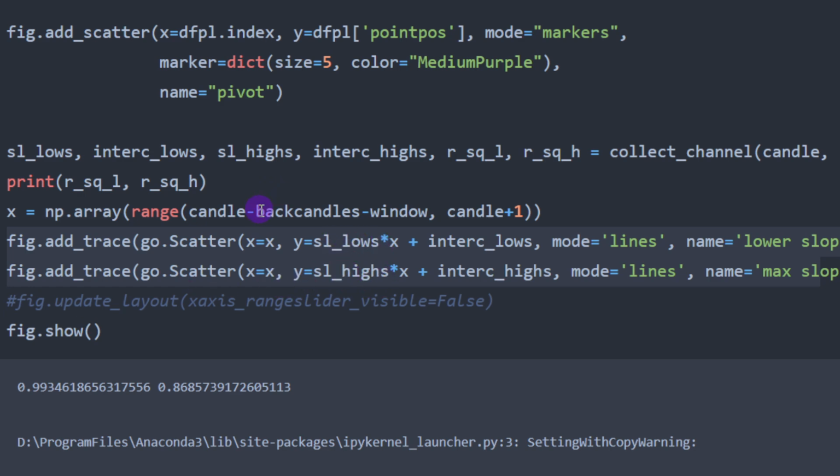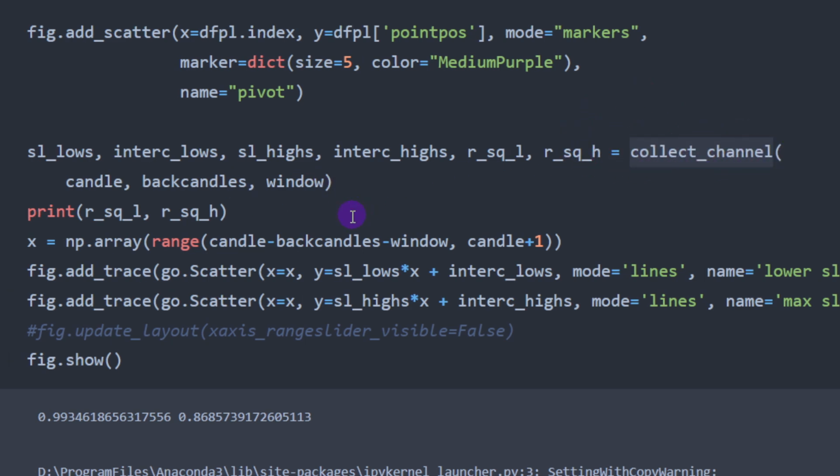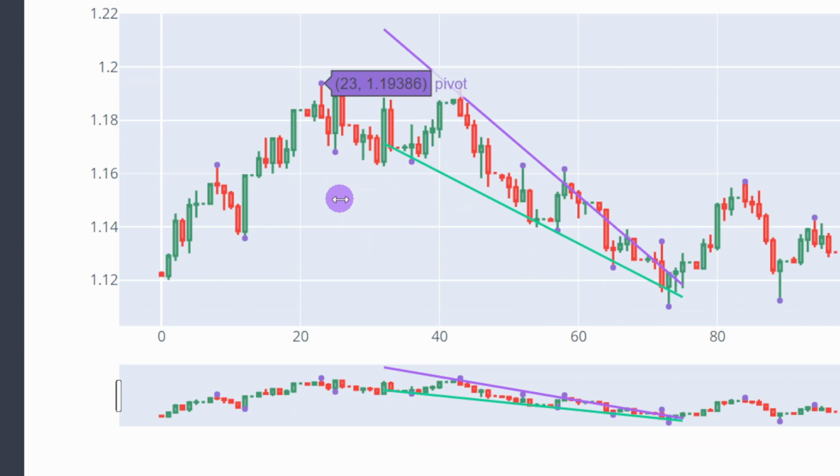A small detail here, not to be tricked by, again, the look ahead bias avoidance. When we use the collect channel function, we're providing the current candle's index, the number of back candles, and the window. The look ahead bias is taken into account within the collect channel function and within the pivot function. But when we are plotting, I'm extending the slopes that we got up to the current candle. So it doesn't mean that we are testing in the future of the candle. It's simply for the sake of plotting the lines up to the current candle, just to make sure we are detecting the breakout visually. So let's check how the result looks.